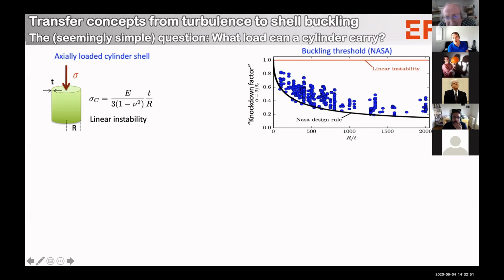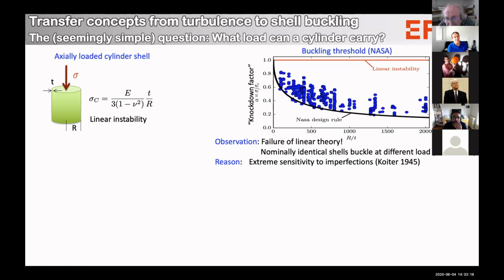And I'm showing you this as a function of R over T. So the shell thickness gets thinner and thinner to the right. Because I'm normalizing by the theoretical prediction, linear stability suggests this red line at one. But obviously the data doesn't follow this linear prediction. Instead, there's a clear failure of linear theory, and nominally identical shells buckle at different loads. So it looks stochastic. Why is that?